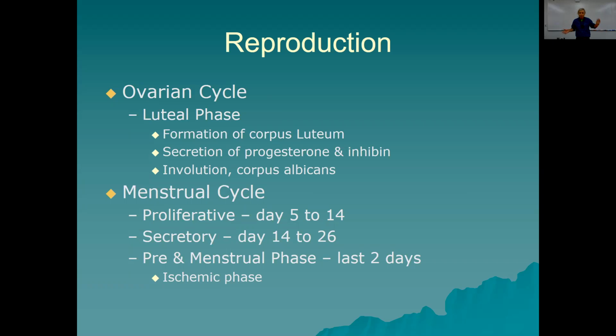Then the premenstrual and menstrual phases last 2 days, if, like I said, there's no implantation event. The corpus luteum involutes, and progesterone drops down to practically nothing. This is called the ischemic phase because these blood vessels just shrivel up. Ischemia is a lack of blood. So these vessels degenerate and break apart, and the menstrual blood starts to flow out, and then it starts the menstrual flow.